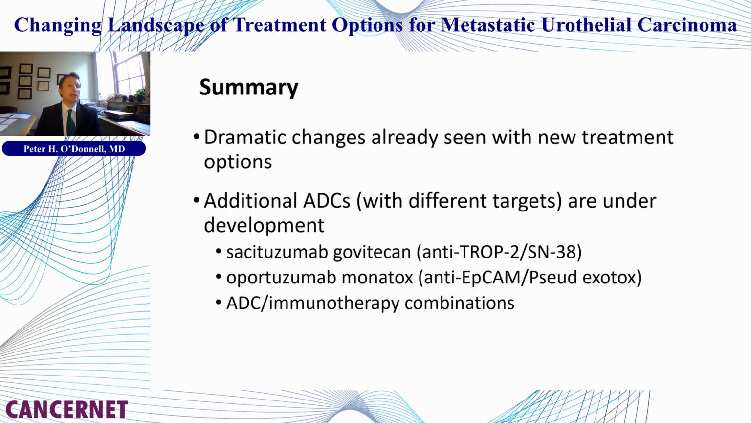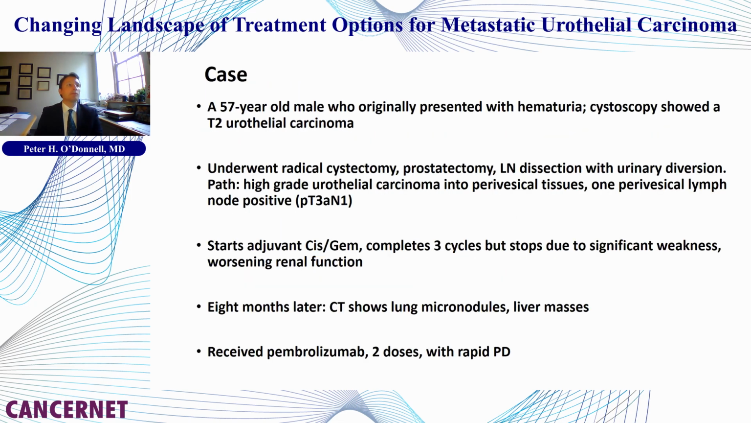So I'll close with this, that we're already seeing dramatic changes that provide us with new treatment options. And for completeness' sake, there are additional antibody drug conjugates in development. Sacituzumab is an anti-TROP2 molecule that's combined with SN38. Oportuzumab monatox is an anti-EpCAM molecule combined with the Pseudomonas exotoxin. And then there are the antibody drug conjugate immunotherapy combinations that are likely to expand and are already being expanded to other settings for the near future.